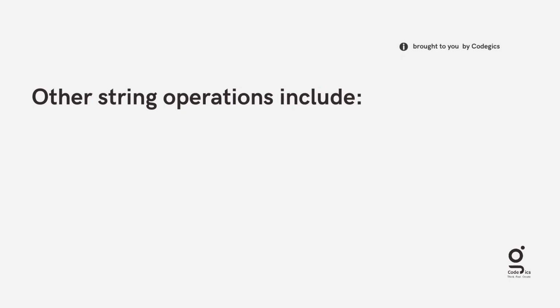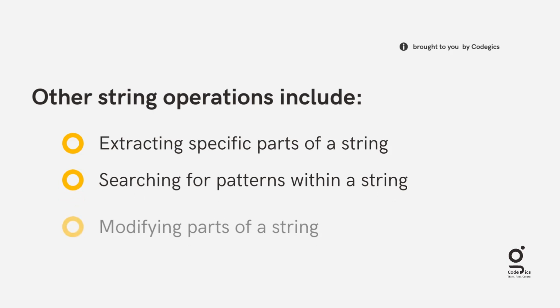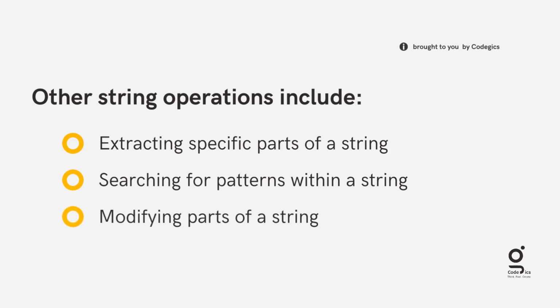Pretty cool, right? Now, Python provides a variety of operations that can be performed on strings, such as extracting specific parts of a string, searching for patterns within a string, and modifying parts of a string. Understanding how to use these operations effectively can help you write more powerful scripts. In the next few videos, we'll explore some of these operations in more detail so that you can become more proficient in working with strings in Python.